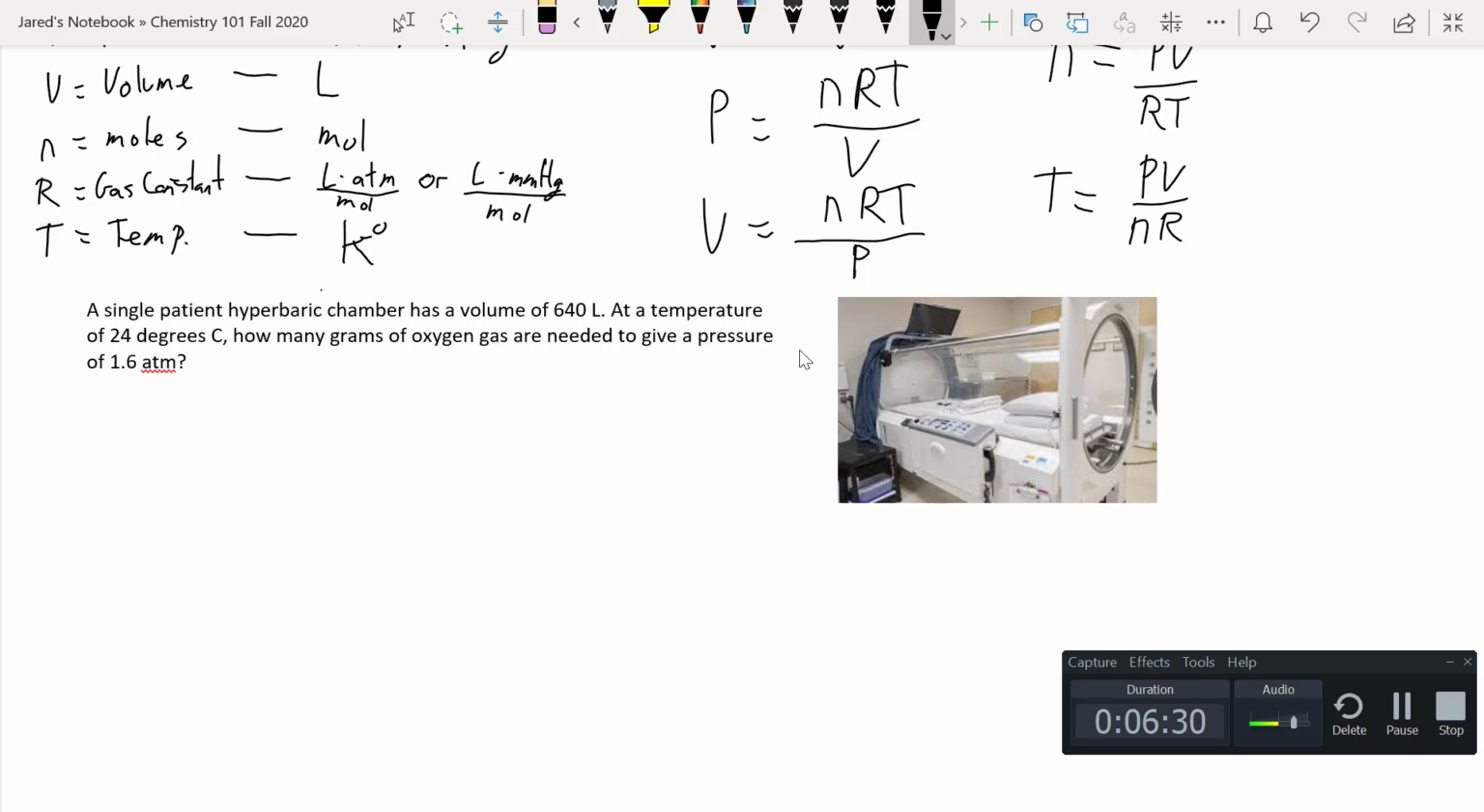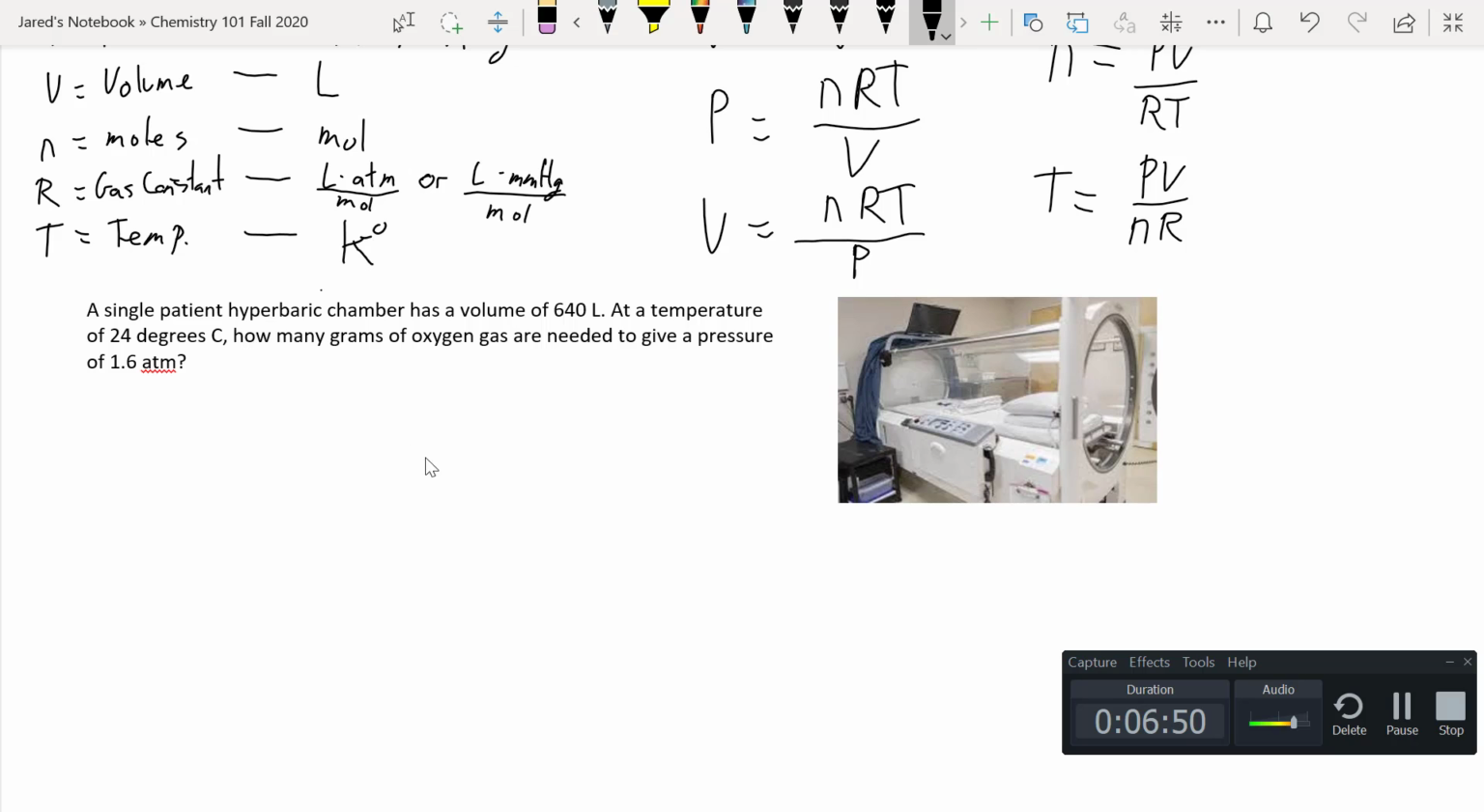And so a person would lay inside of this chamber and they would pressurize the chamber with oxygen gas, and the person would be able to breathe pure oxygen at a higher level, and this allows for treatment of many different illnesses and is helpful for many different things medically.